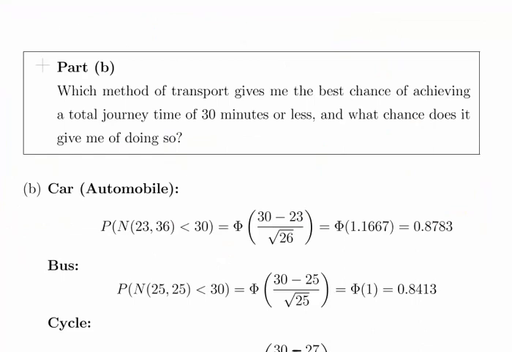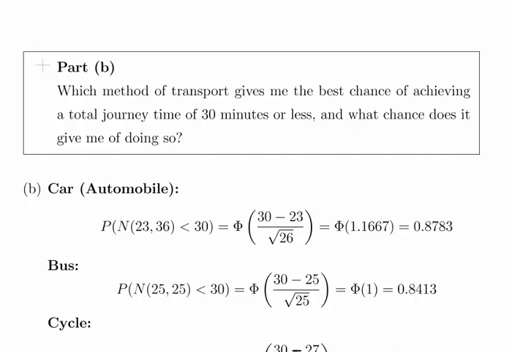Okay, part B. I just did a little edit there in the meantime. I just spotted a typo. So, what type of transport gives me the best chance of achieving a total journey time of 30 minutes or less? And what chance does it give me of doing so?